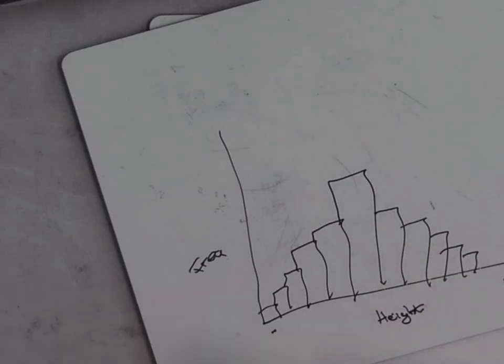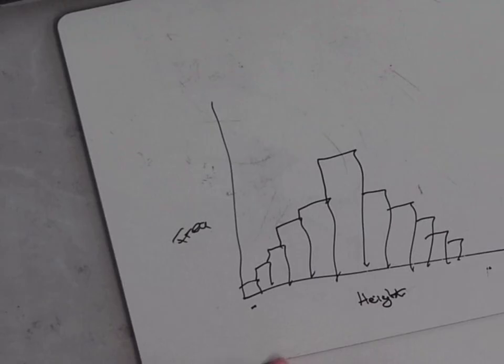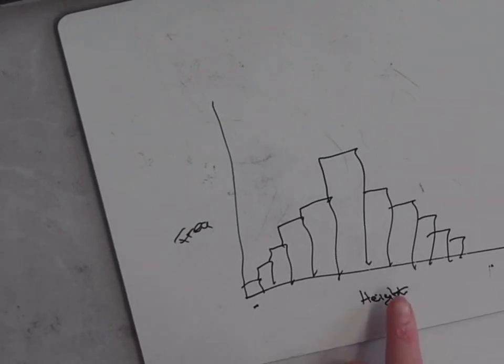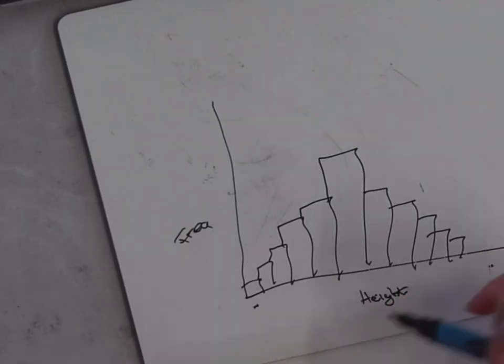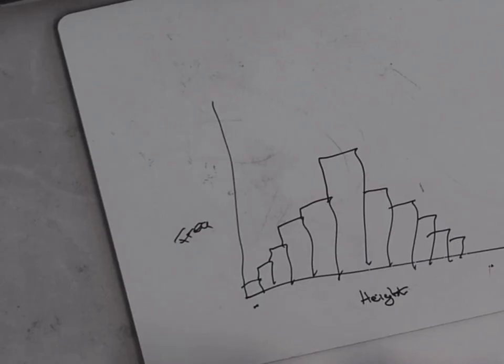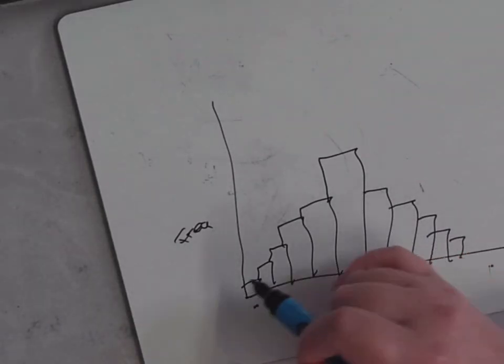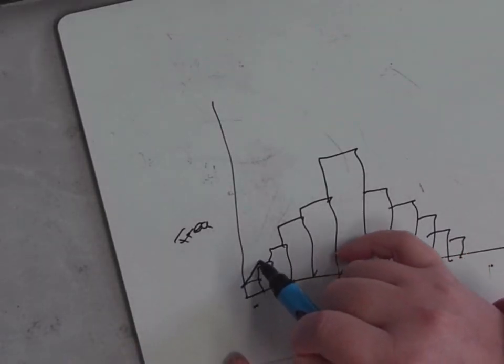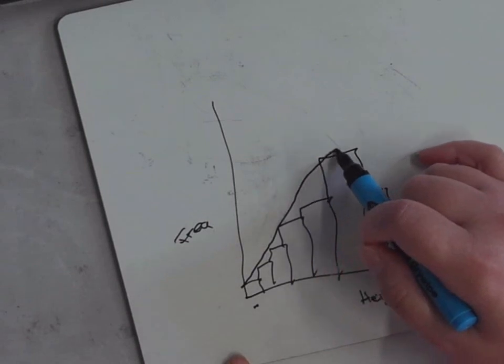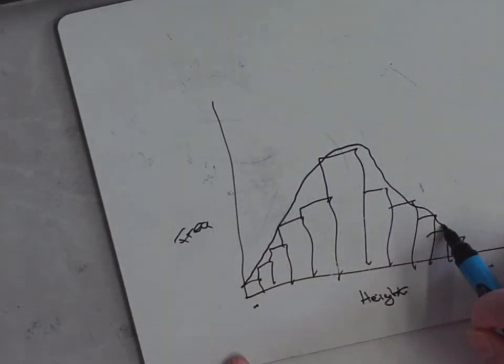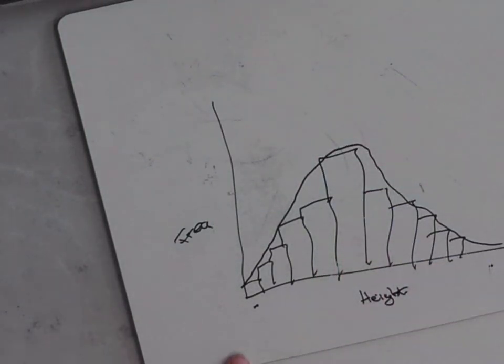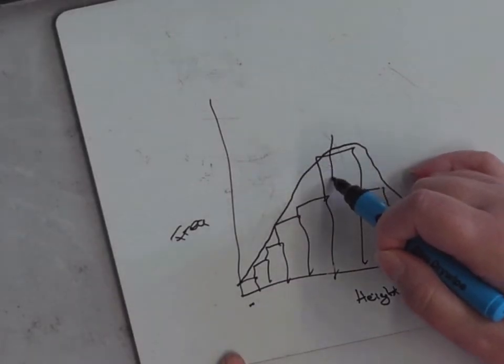Most surveys will give you that kind of histogram. If I change that to weight, you get the exact same shaped histogram. It might be more spread out, it might be tighter, but the shape would generally be the same. It starts low, gets high, and then goes back low again, and it's completely symmetrical.